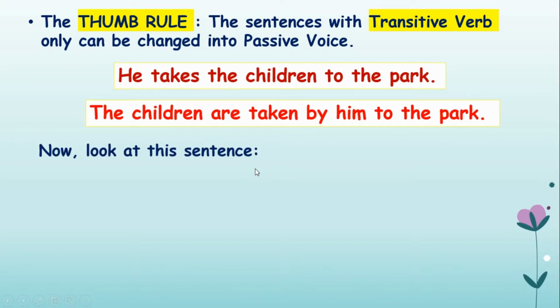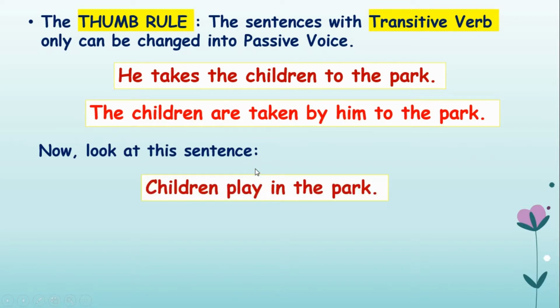Now look at this sentence. Children play in the park. Here we have the subject, children. We have the verb, play, but we don't have an object over here. Play doesn't have an object here.